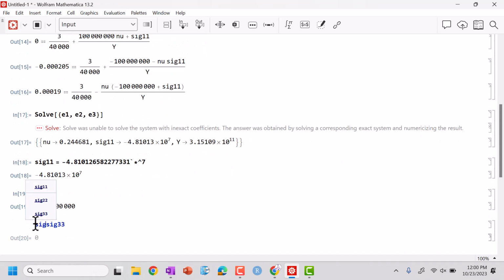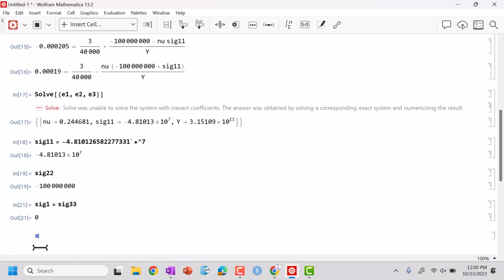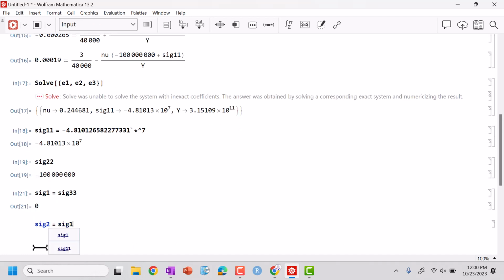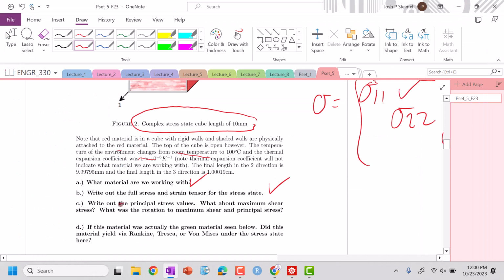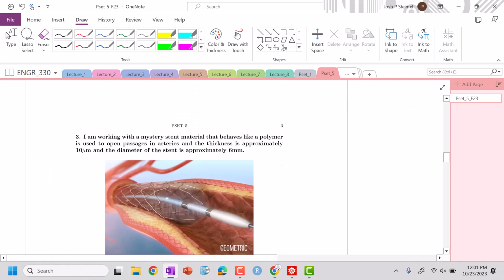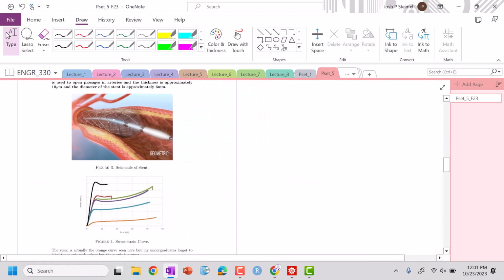So this would be my sig1, the largest normal stress. Then my sig2 would be equal to sig11. And then finally my sig3, the most negative, is equal to sig22. Fantastic. So those would be my principal stress values. Rotation to get to principal stress, 0. Maximum shear, 45 degrees. And then we ignore this problem. Excellent. Now, let's get to the next one.